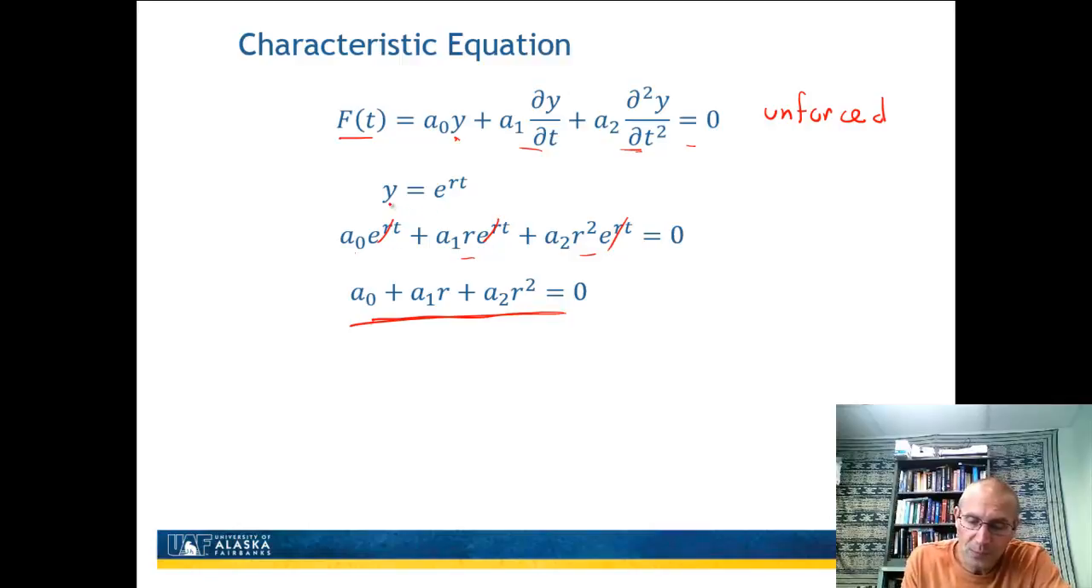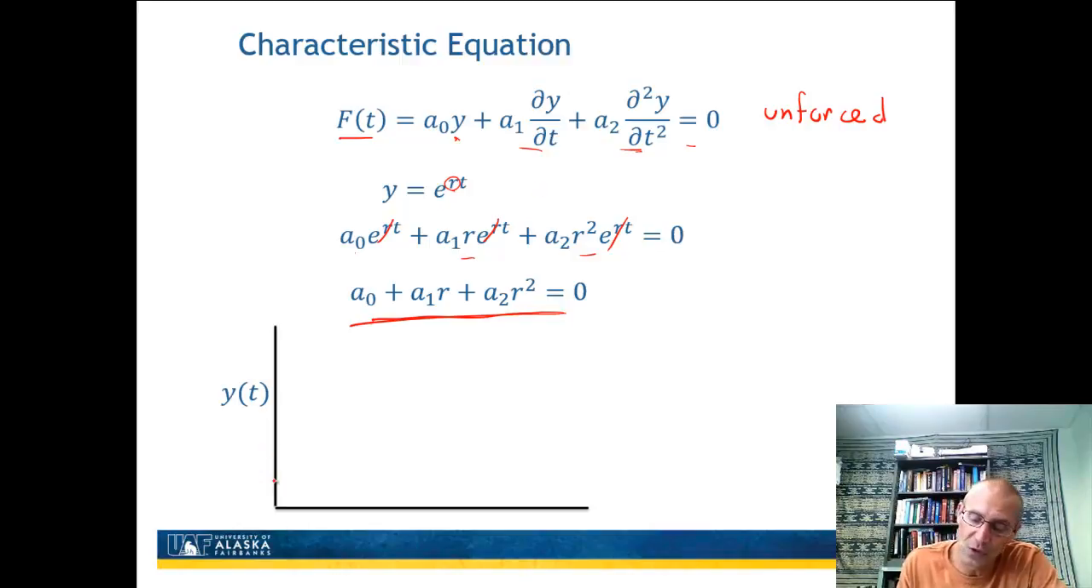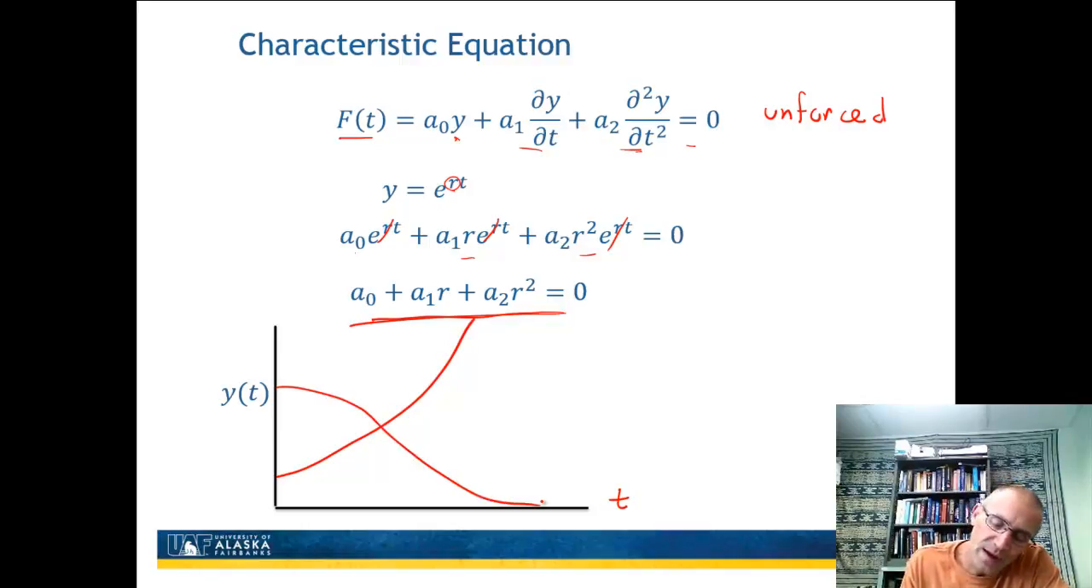But notice that y is equal to e to the rt. The value of r says whether the solution is going to blow up or decay in time, depending on whether r is greater than or less than 0. So if this is a function of time, a positive exponent would look like that, and a negative exponent would look like that. The sign of that exponent matters, and how quickly this occurs is a function of the magnitude of that value of r.